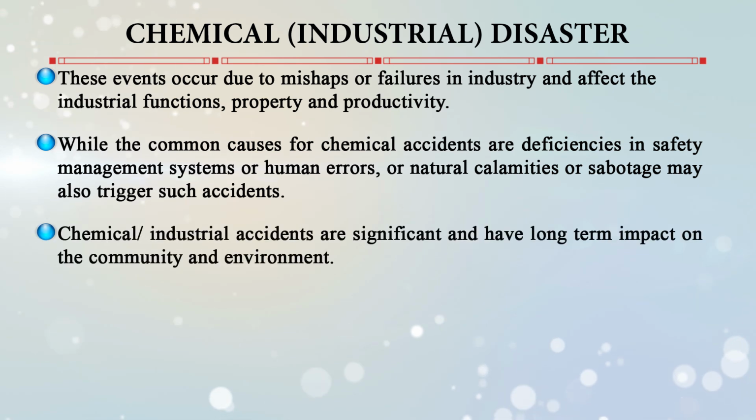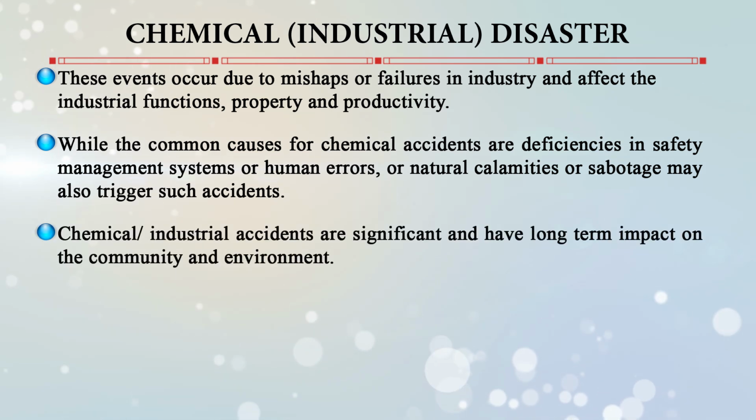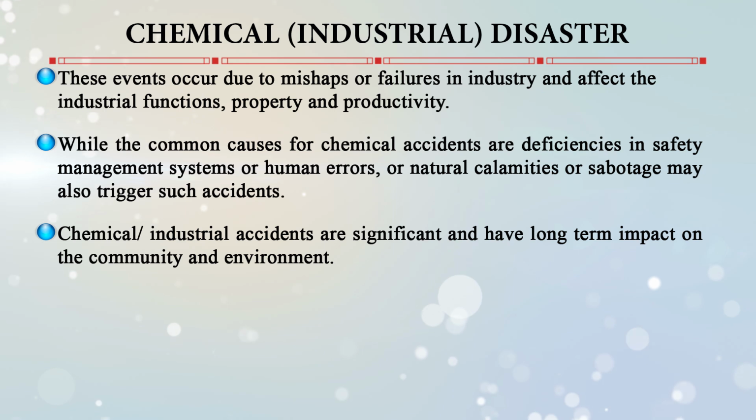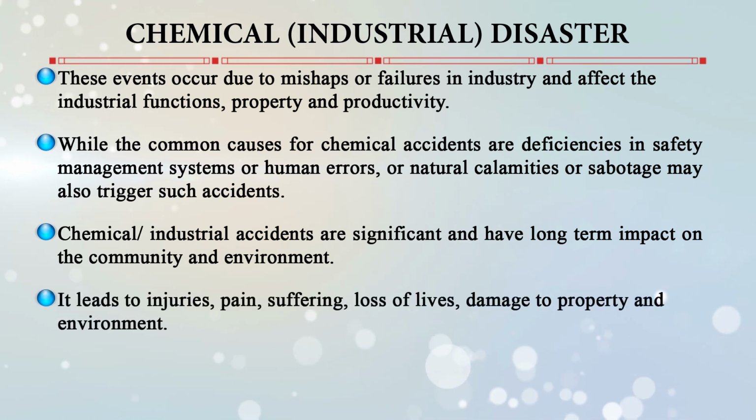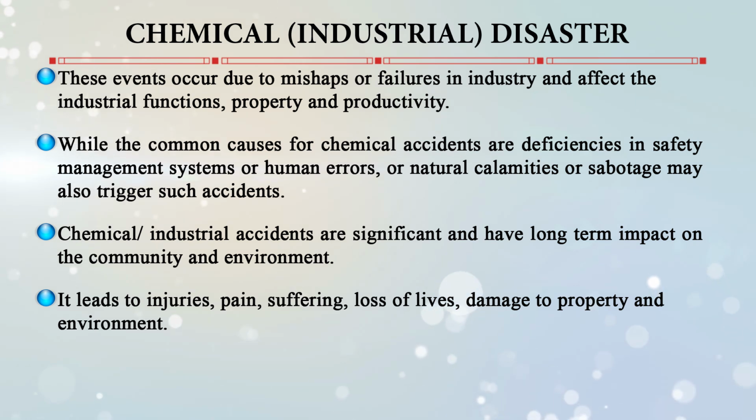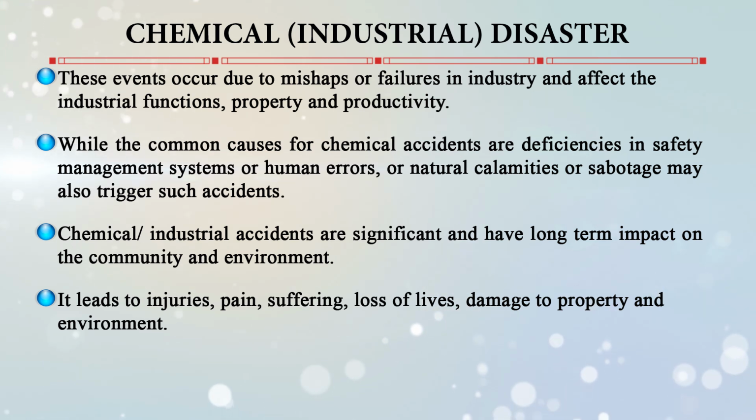So, chemical and industrial accidents are significant, and they have a long term impact on the community as well as the environment. Now, the chemical accidents can lead to injuries, to pain, to suffering, to loss of lives, damage to property and also to the environment.